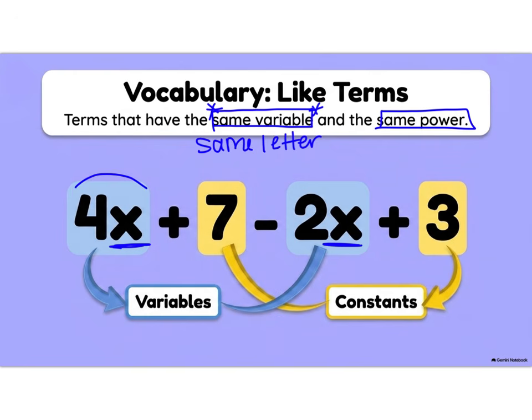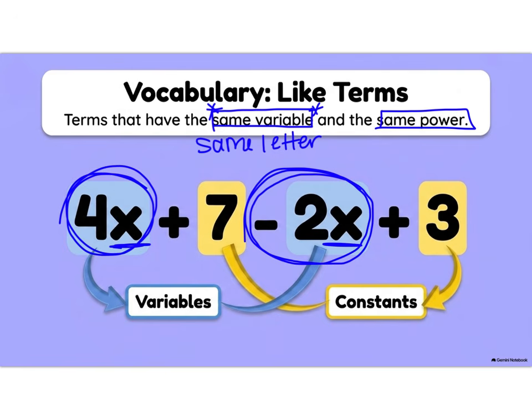That means that these 4x, and make sure that when we're circling them, we need to circle the operation that's in front of it. Whether you think of this as a subtraction or a negative, it doesn't really matter. We just have to make sure that we apply it to that term. So if I was to combine 4x minus 2x, I can actually add and subtract those because they are like terms. So 4x minus 2x will leave me with a 2x, okay?